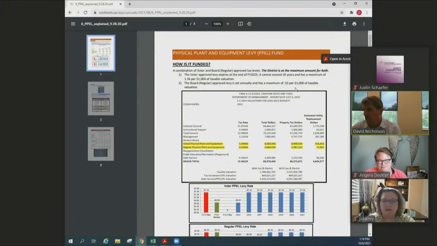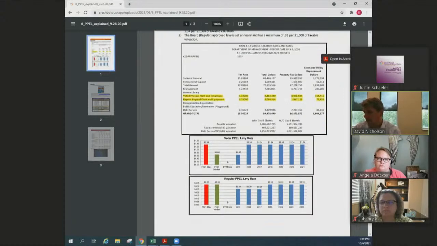So physical plant equipment levy, we talked a little bit about that. It's like a voter approved levy and the board approved levy. $1.34 is the max you can do for a voter approved. 33 cents is the max that the board can set annually. For a lot of years, we were at 33 cents. And there were a few years when the board actually levied less than 33 cents. They were few and far between, but when I would look at historical records, I did see a few years that were less than that.